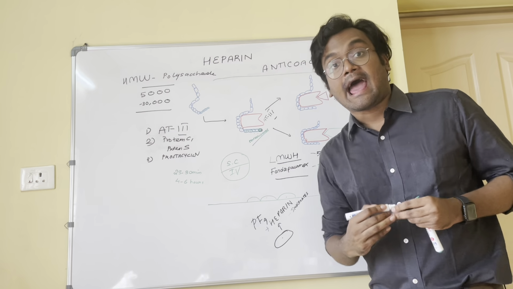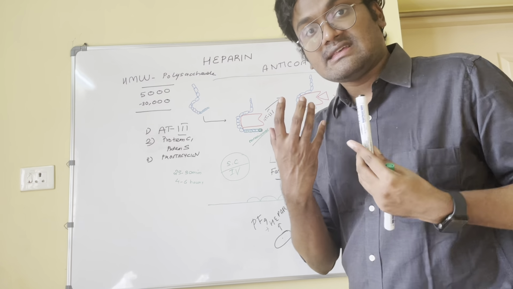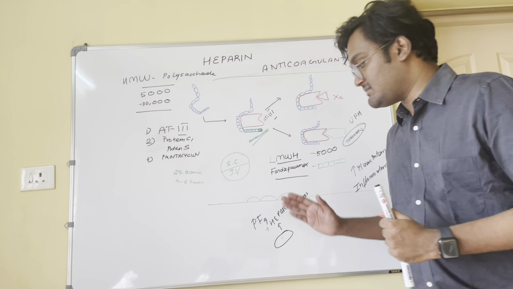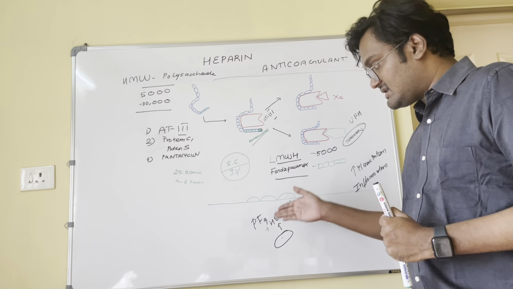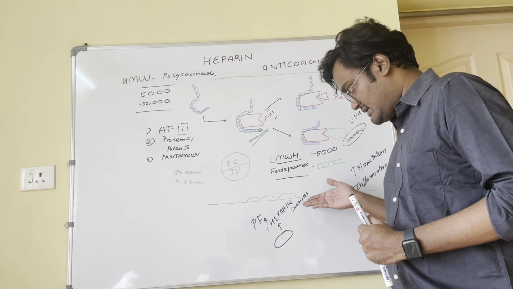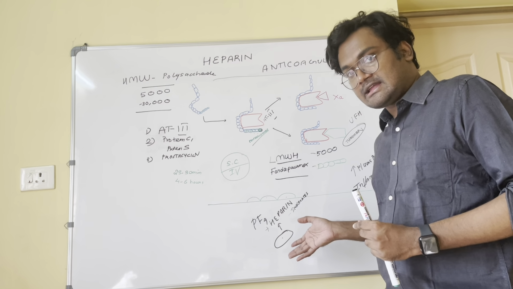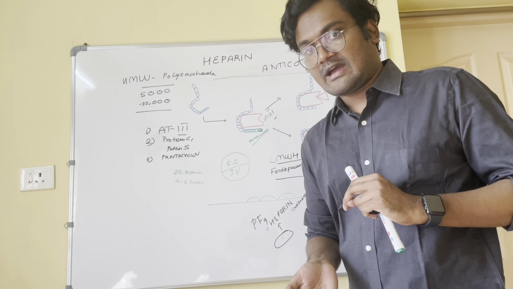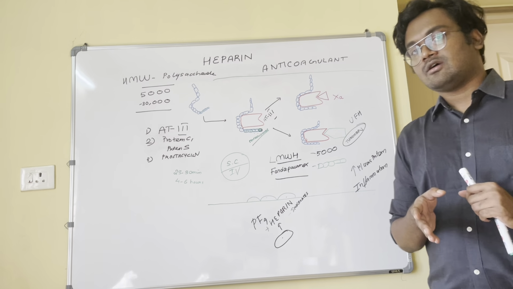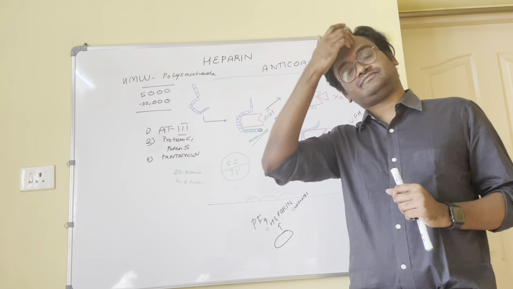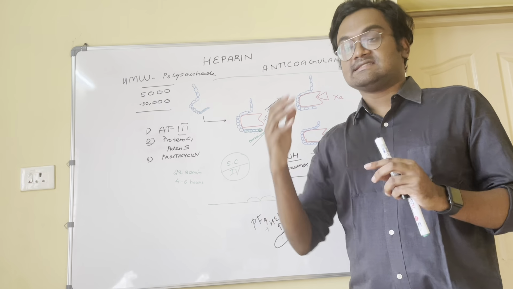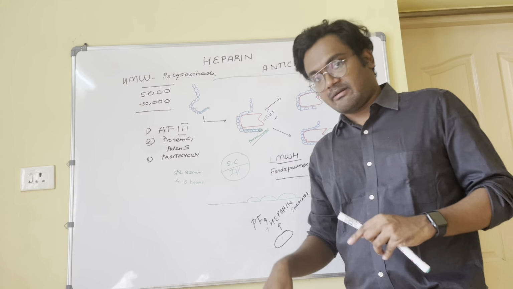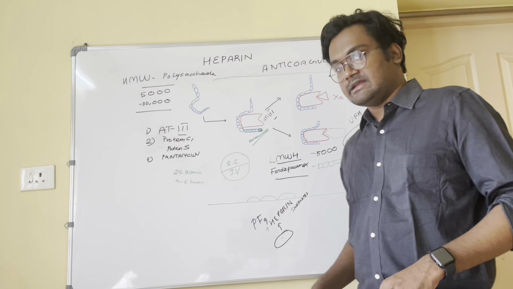Whenever there are active thrombi forming, there is not much role for heparin, because platelet factor 4 gets released from the platelets activating the thrombi. This platelet factor 4 causes inhibition of heparin. This is an important mechanism for an important side effect of heparin, which we are going to see a little later.